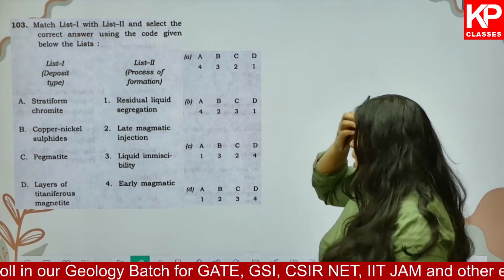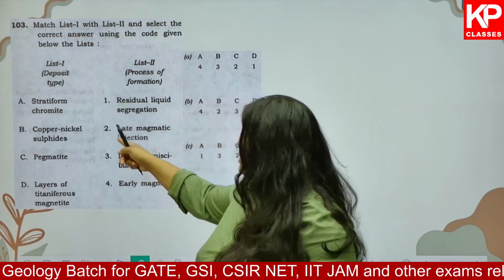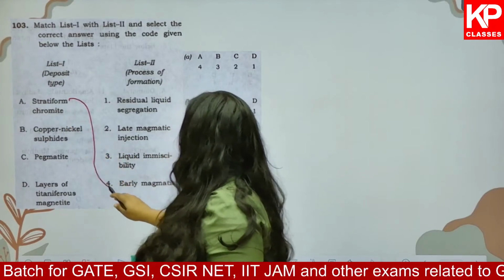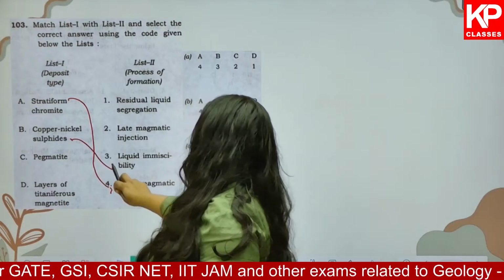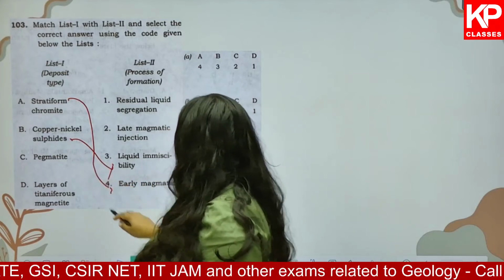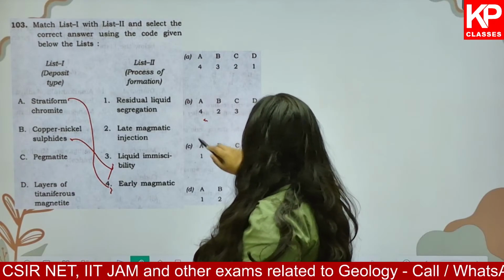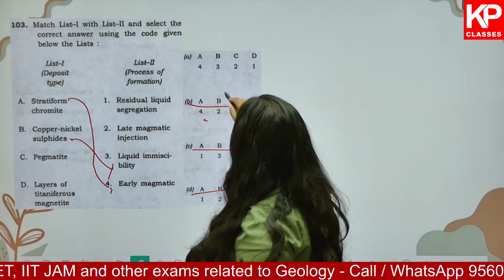Now the answer, question number 103. Stratiform will be an early magmatic process. Copper nickel sulfide is liquid immiscibility. So A is 4 and B is 3. So these two options will be cancelled out. This will be the answer.